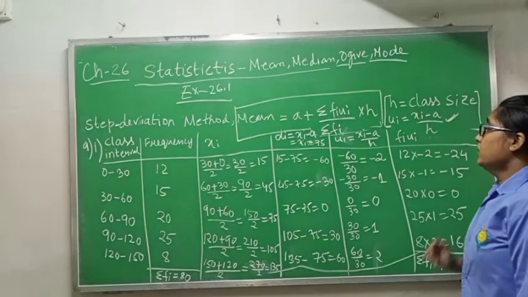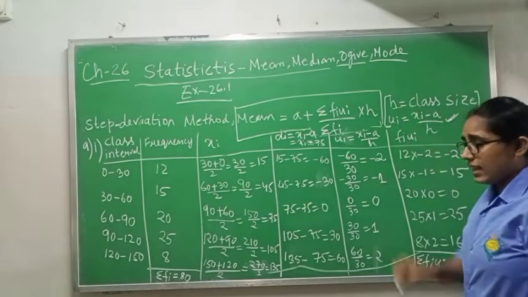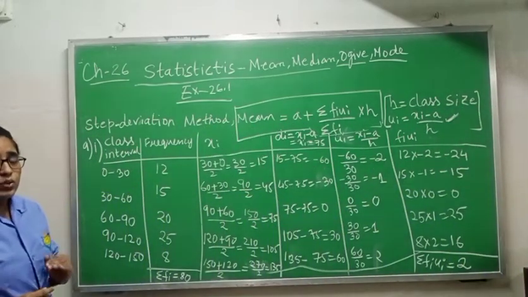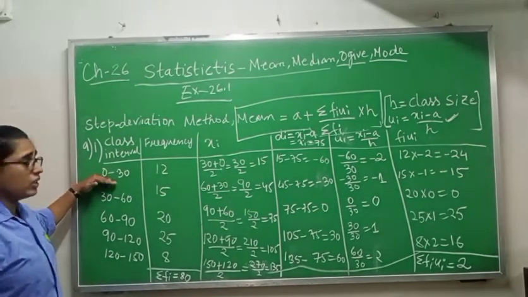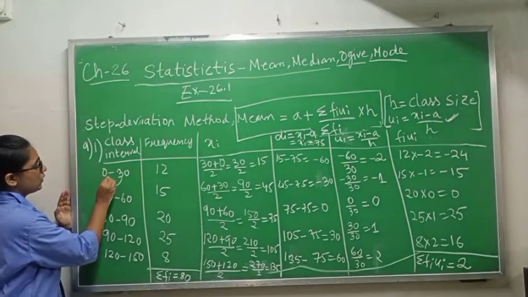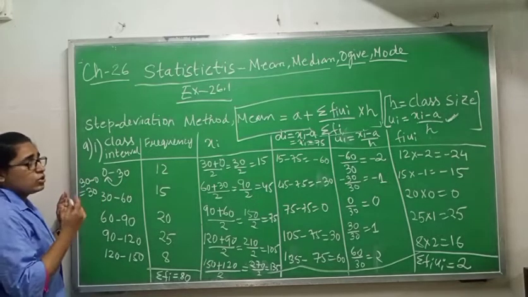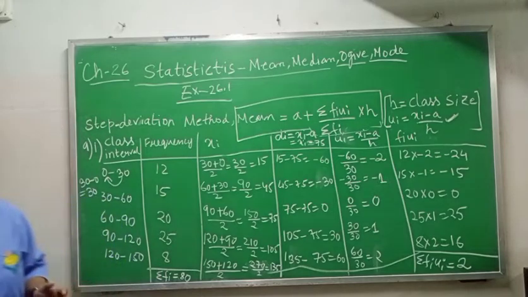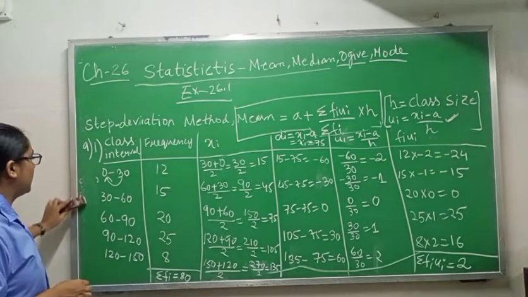Understood up to here? Now how will you find the class size? Class size means, in the class interval given to you, suppose it is given 0 to 30, you have to subtract this from this. So 30 minus 0, how much do you get? 30 only. So the class size will be 30. In class 9 you have already done how to find class size, but again I will repeat this.